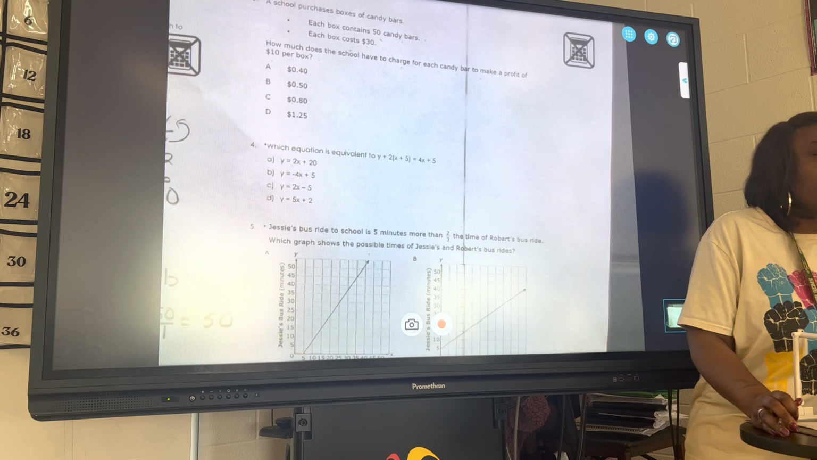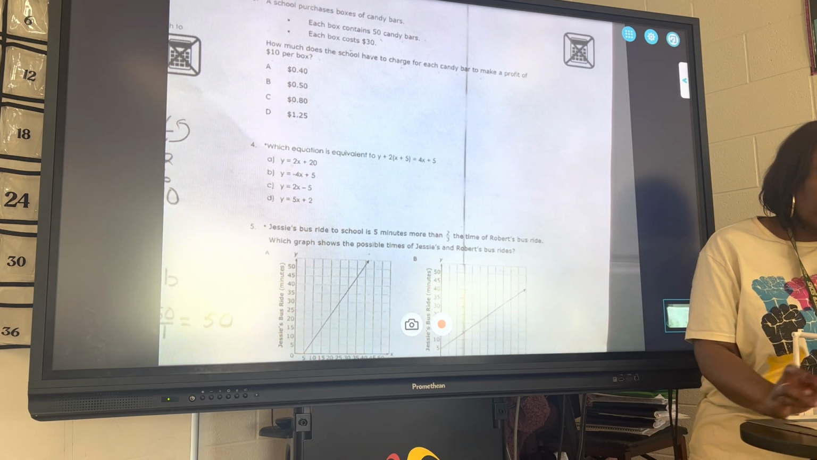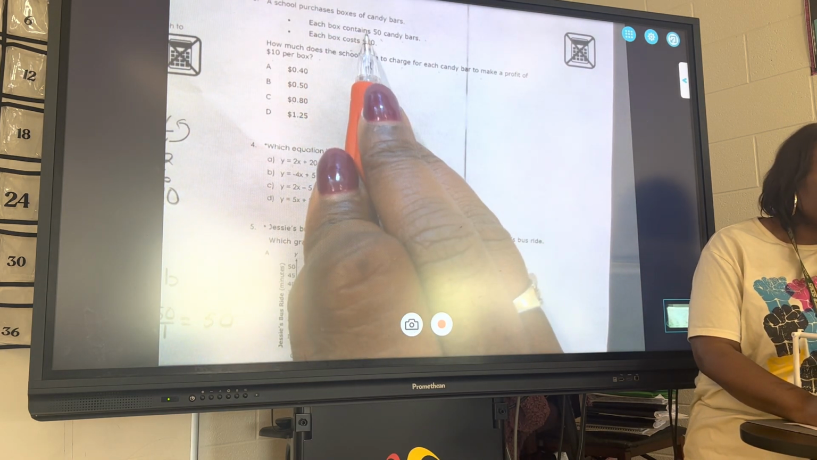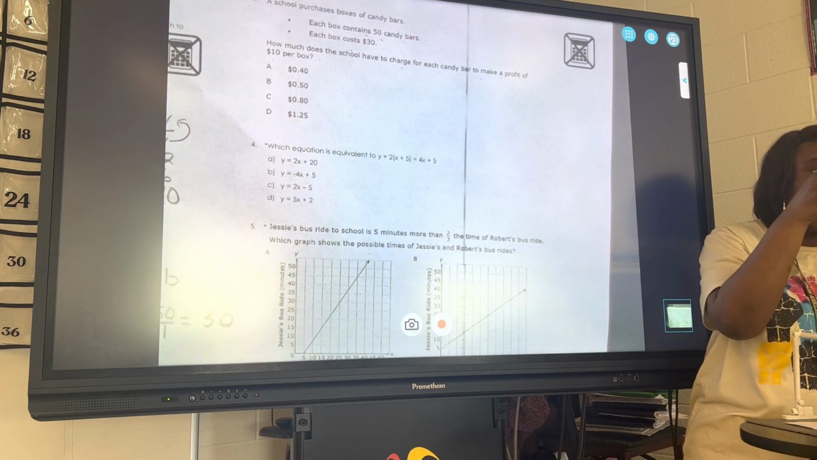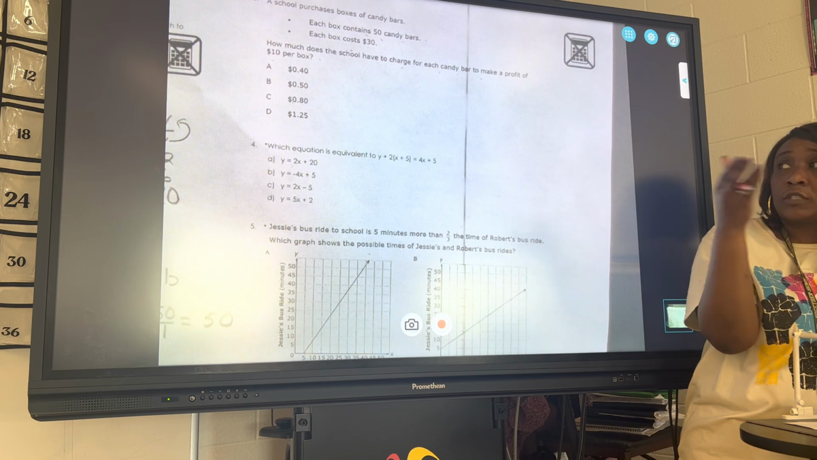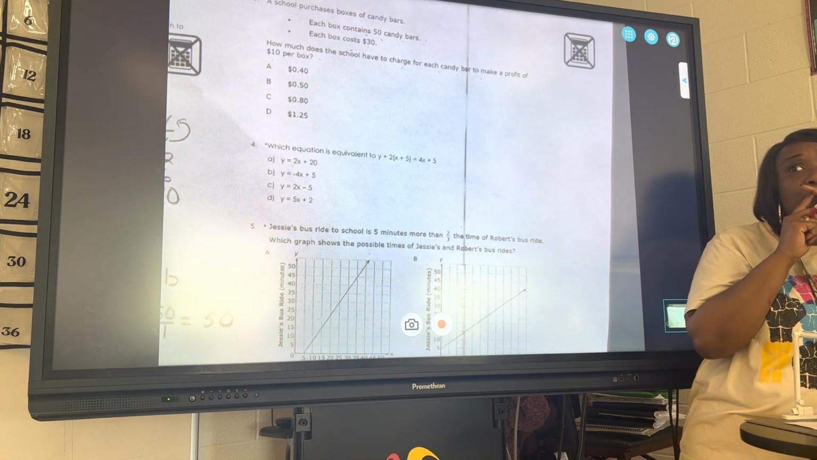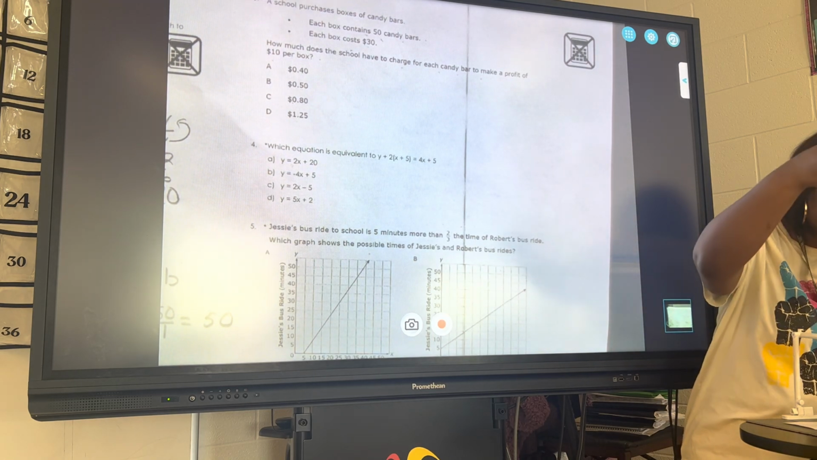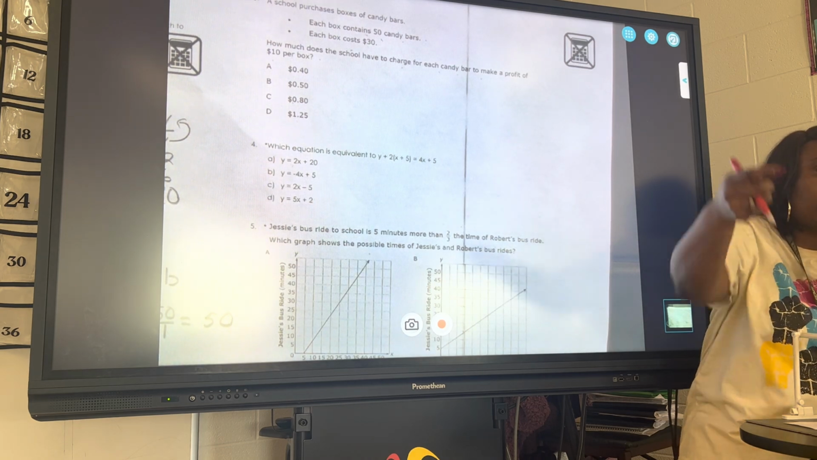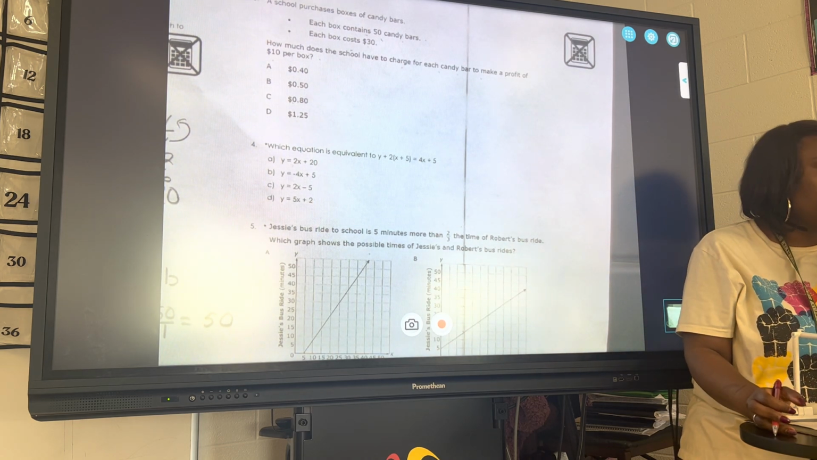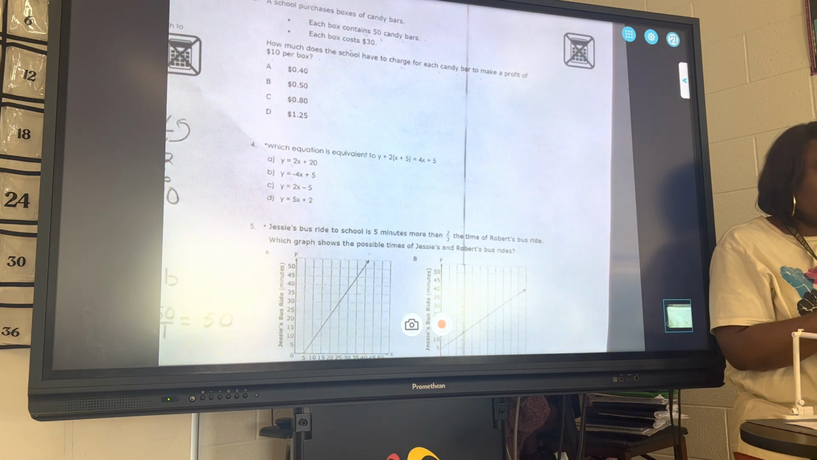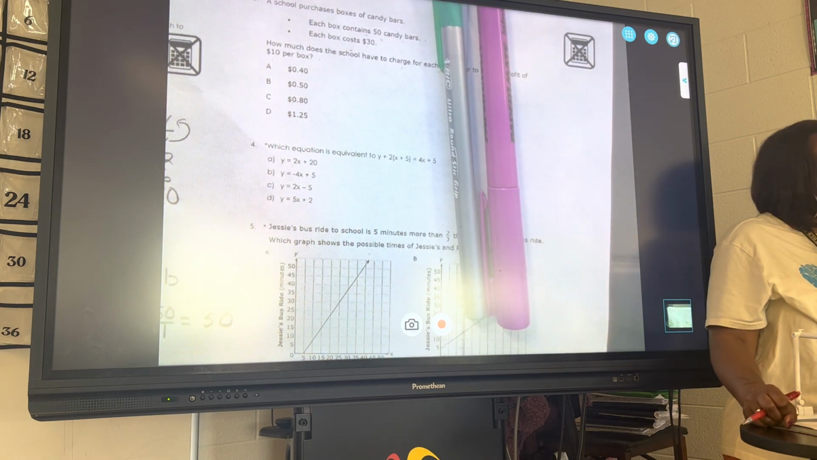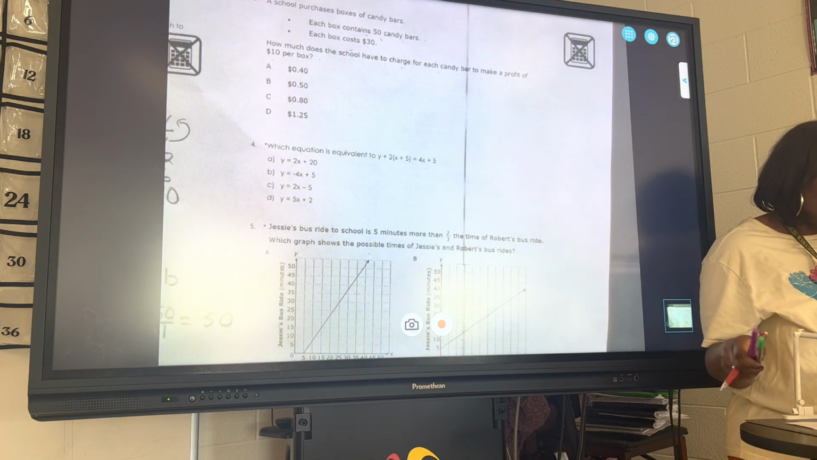Okay, why would I do that? Think about what this is saying. One box has 50 bars in it. How much does that one box of 50 bars cost? $30. So I'm paying $30 for 50 of them. So how much is each of them? If I tell you that 2 pencils cost $10, how much is each pencil? $5. Okay, how did you figure that out?